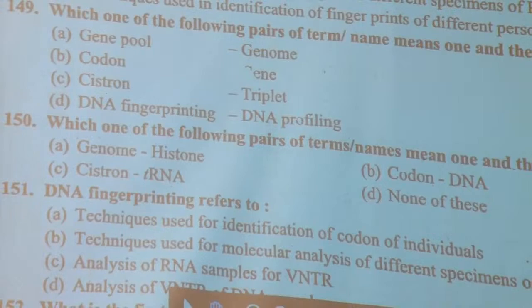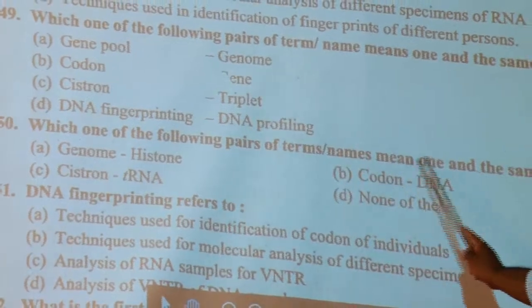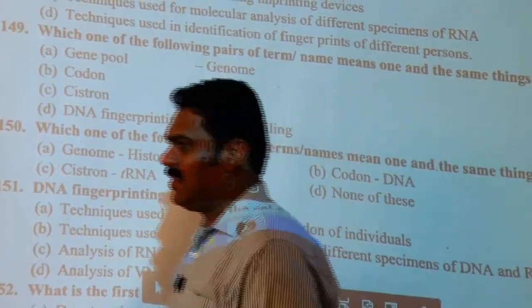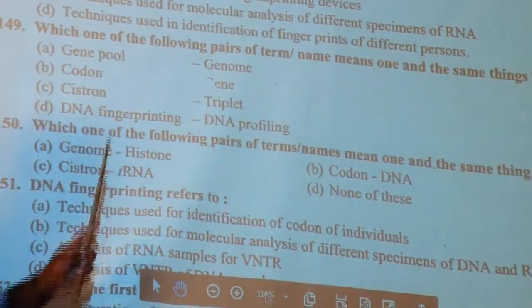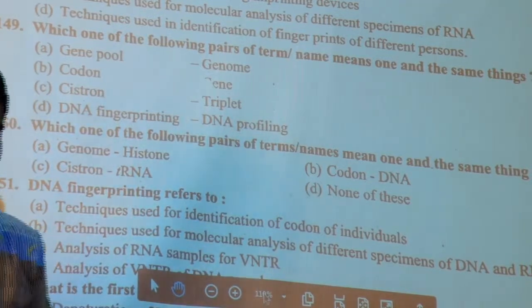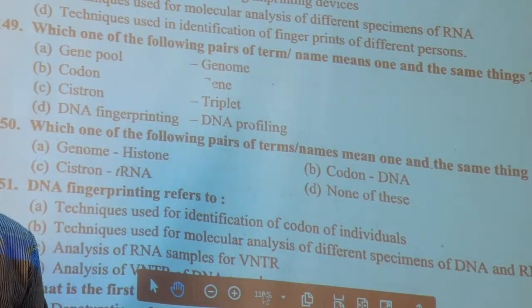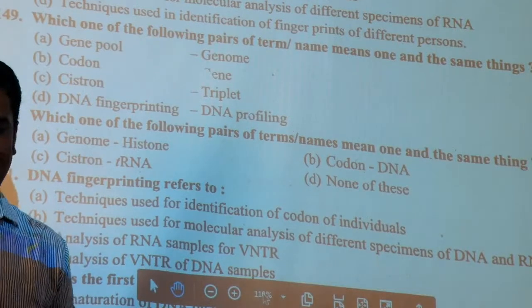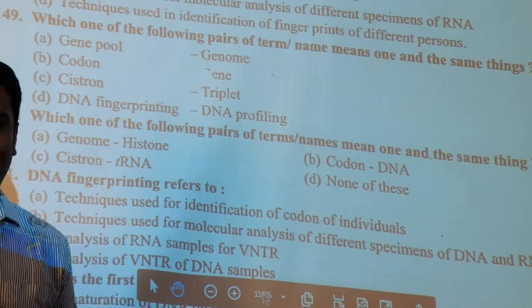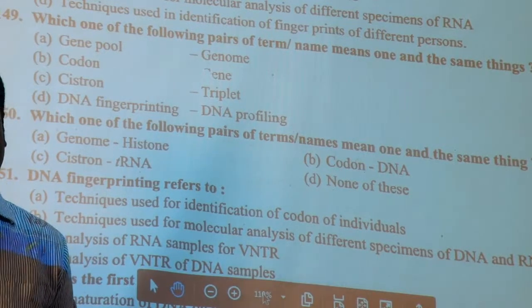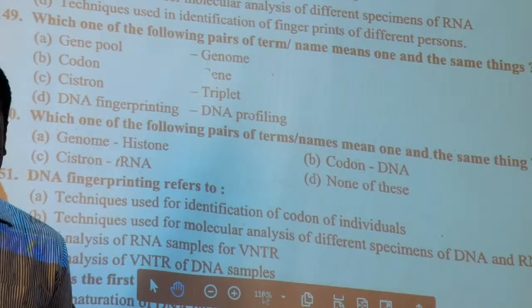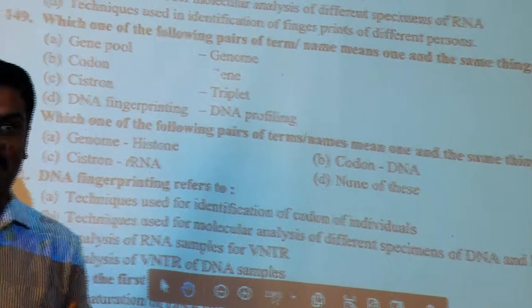Good. Which of the following pairs, terms or names mean one and the same thing? Once again, the question is asked. In the genome, do you have histones? What is genome? Genes, DNA. DNA is having genes. Okay, and DNA is wrapped by using histones. Correct? At the beginning of the chapter, packaging of DNA helix, DNA was packed by using histones. Correct.